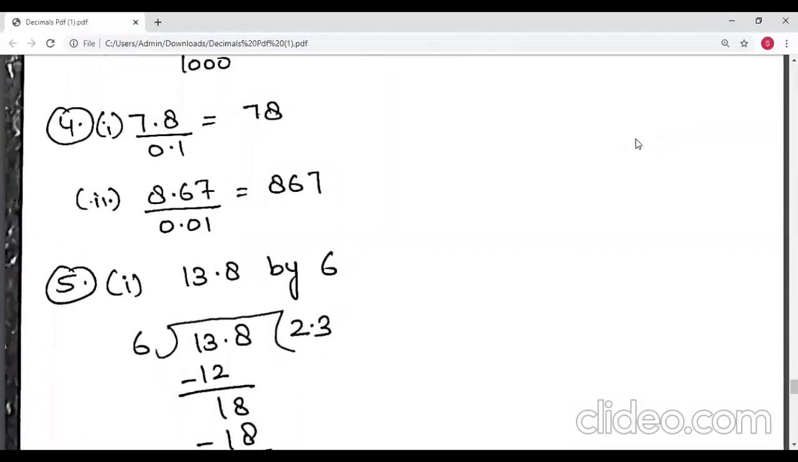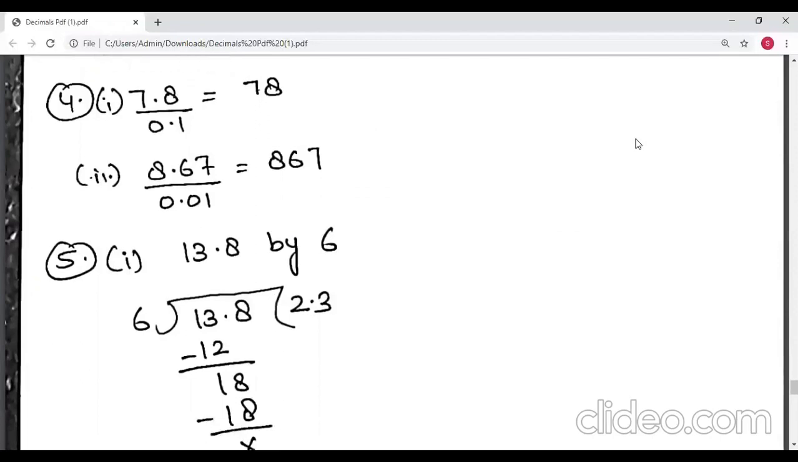Question number 4, first part, 7.8 upon 0.1. Both the numbers are having the same decimal places. So decimals can be removed from the numbers. So the final answer will be 78. Second part, 8.67 upon 0.01. Both are having again the two decimal places over here. So your final answer will be 867.